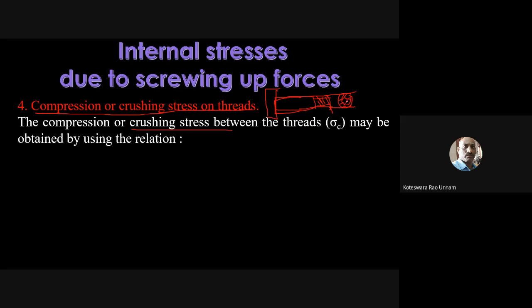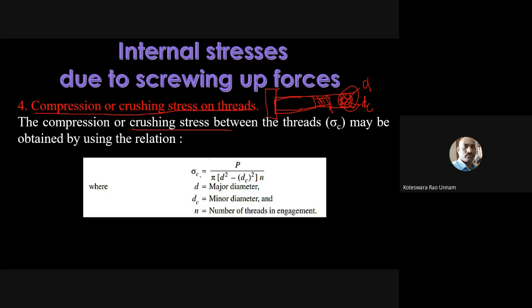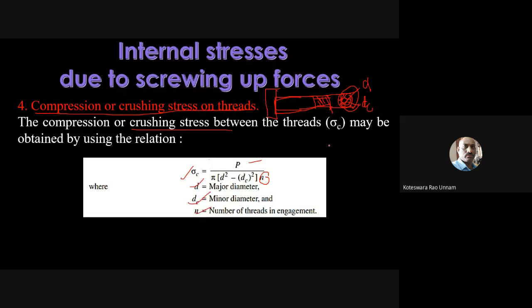So inner diameter we will take as Dc, outer diameter we will take as nominal diameter D. Then the projected area means the area of this hollow circular cross section. So load divided by this area will give you the magnitude of crushing stress or bearing stress. That's what is written here: pi by 4 into (d square minus dc square) into n, where d is the major diameter, dc is the minor diameter, n is the number of threads in engagement.